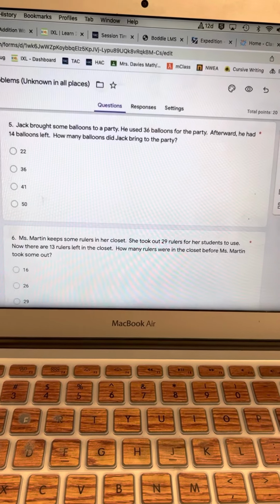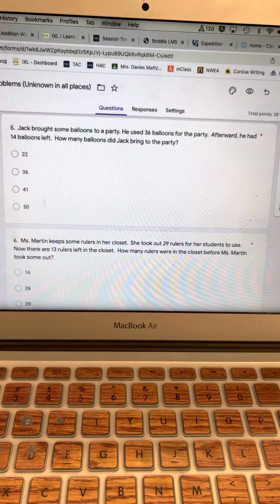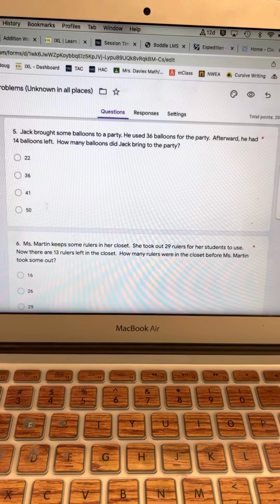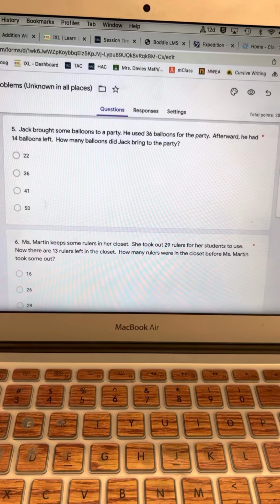Number 5, Jack brought some balloons to a party. He used 36 balloons for the party, and afterward he had 14 balloons left. How many balloons did Jack bring to the party?